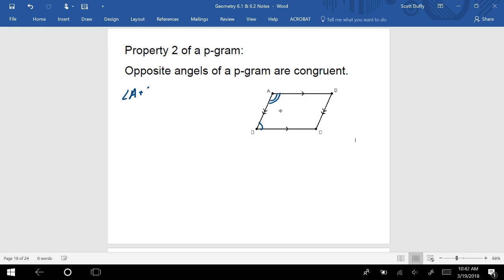Angle A plus angle D equals 180 because they are same side interior angles. I can rewrite this equation as saying angle D equals 180 degrees minus whatever angle A is. I subtracted whatever angle A was from both sides.